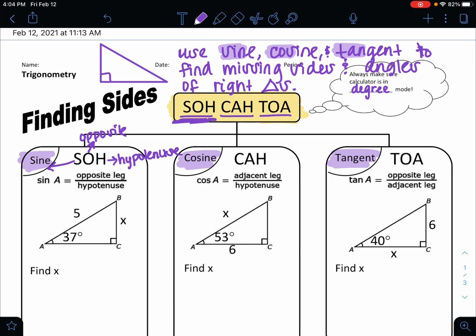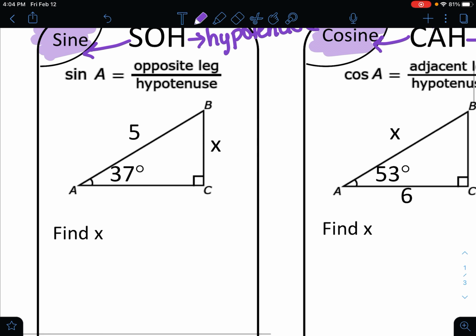Okay, for cosine, C stands for cosine, A stands for adjacent, which is just another word for next to, something next to something else. And then H, of course, is hypotenuse again. And then for TOA, T stands for tangent, O stands for opposite, and A stands for adjacent. Again, adjacent just means next to. Something is next to something else. Okay, now that we've established that, let's get into it.